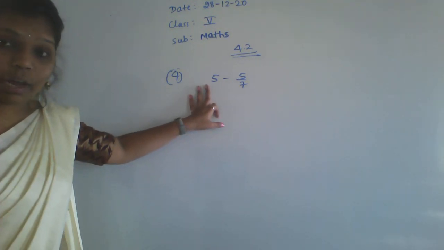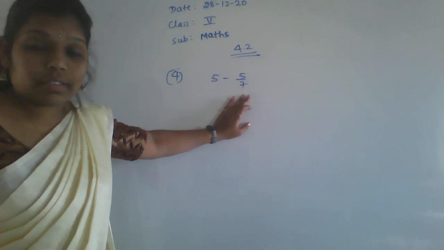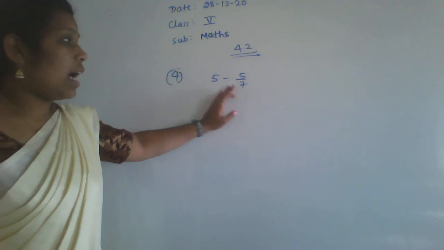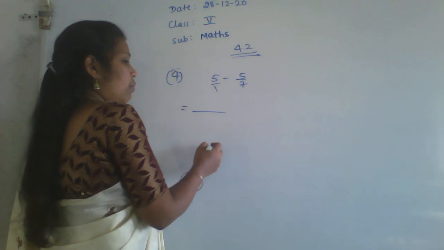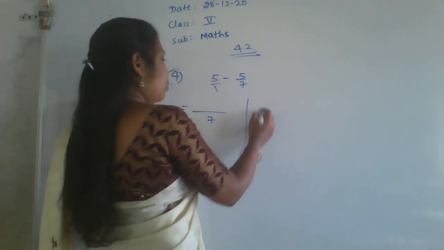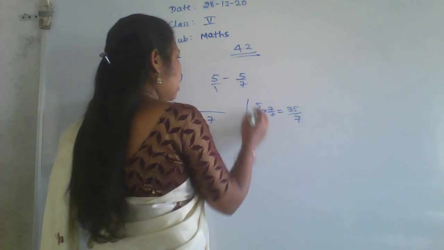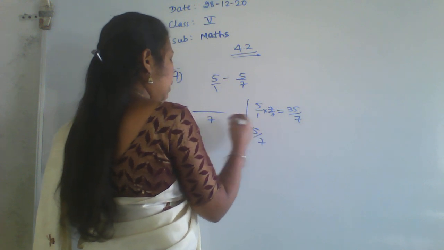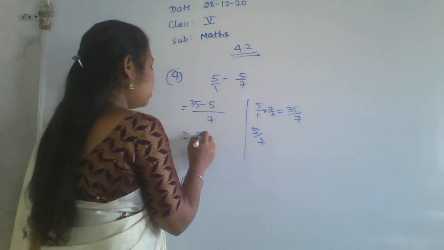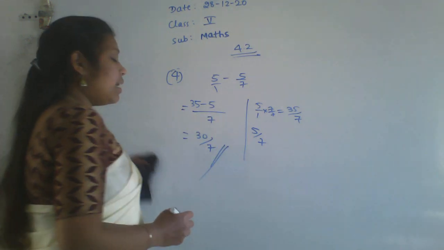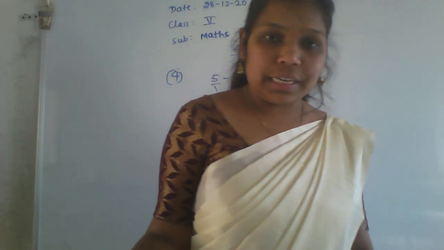They bought 5 liters of oil, right? And they used 5 by 7th of that one. And how much is left over? They are asking. For that you have to do the subtraction here. Here nothing is there means 1. What is the LCM? 7 only. So 5 by 1 into 7 by 7, that is 35 by 7 here. And it is already 5 by 7. Now do the subtraction. That is 35 minus 5. Answer is 30 by 7. Okay. 30 by 7th liter of oil is left over. That is the meaning of that problem.